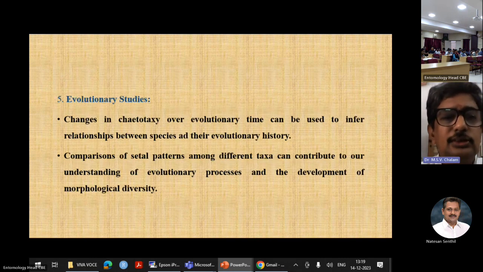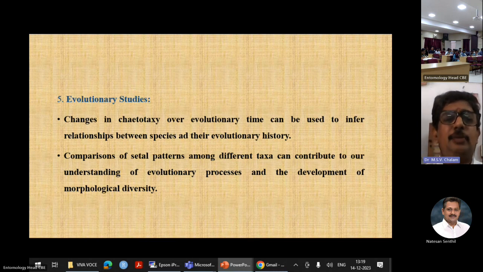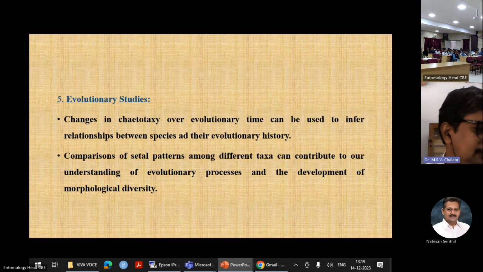Evolutionary study: the comparison of setal patterns, that is nothing but setal maps. Caterpillars which have similar setal maps may have a common phylogenetic ancestry. That means you can conduct evolutionary studies and assess morphological diversities through the study of Chaetotaxy. Next one, please.